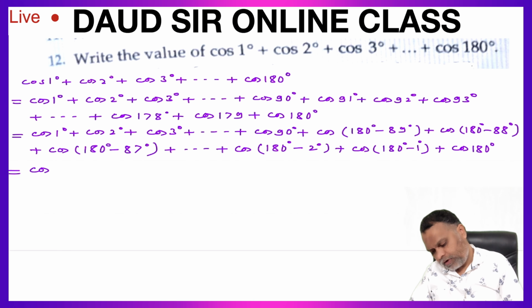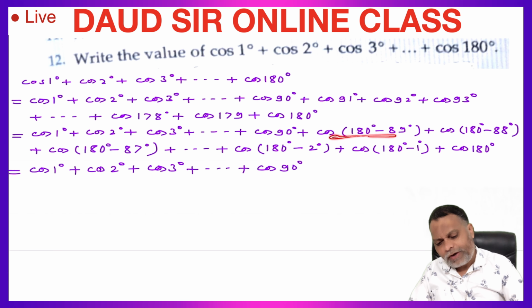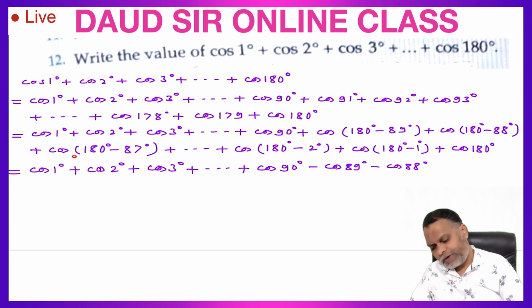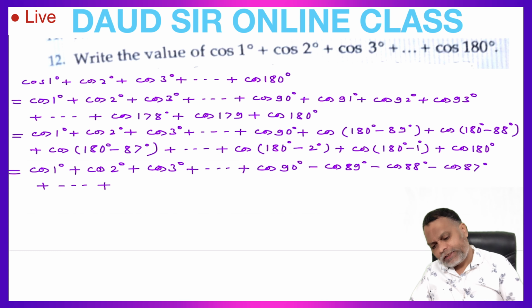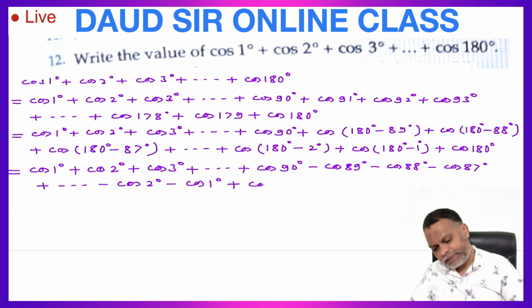So which is equal to cos 1 degree plus cos 2 degree plus cos 3 degree plus up to dot dot plus cos 90 degree. This is 180 minus theta. 180 minus theta lies in second quadrant. Second quadrant cos is negative. This is cos, so minus sign. In case of 180 no change, so minus cos 89 degree. Similarly this cos 180 minus 88 is minus cos 88 degree. And this cos 180 minus 87 is minus cos 87 degree plus up to dot dot. This is cos 180 minus 2, this is minus cos 2 degree, cos 180 minus 1 is minus cos 1 degree, and this is cos 80 as it is.